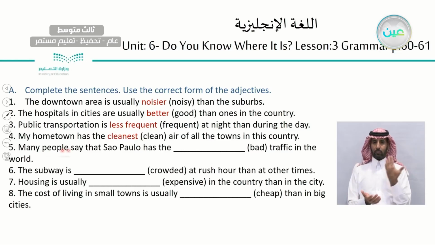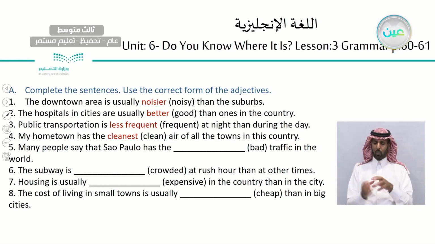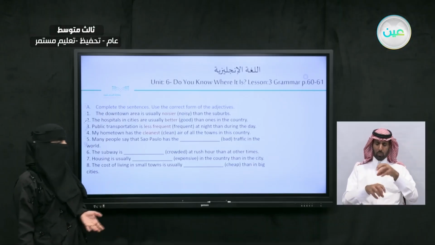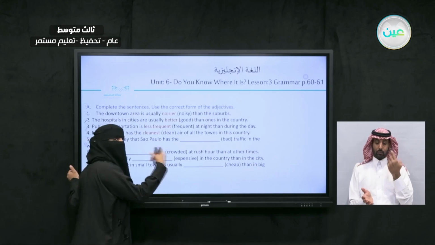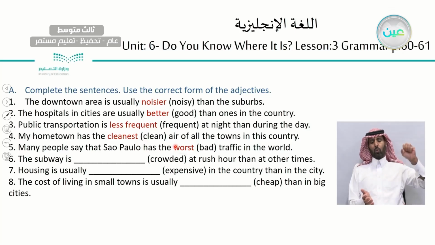5, many people say that Sao Paulo has the what traffic in the world? So we are comparing Sao Paulo, it's a city, with all the cities around the world. So this is a superlative form we're using. Do you remember bad? What should we say? Excellent. Worst. We say worst.